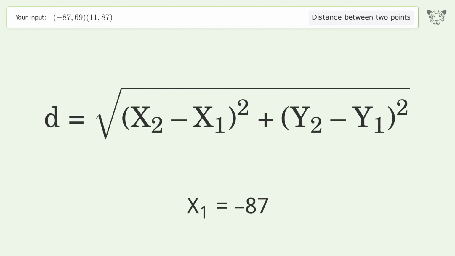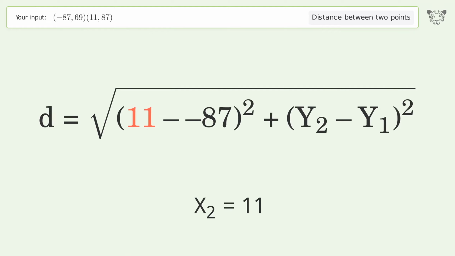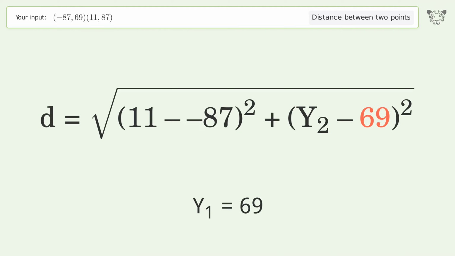x1 equals -87. x2 equals 11. y1 equals 69. y2 equals 87.